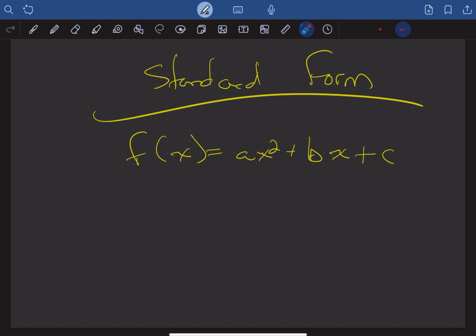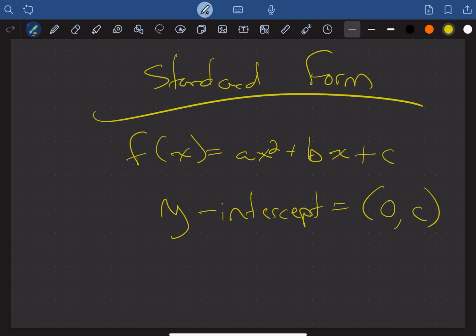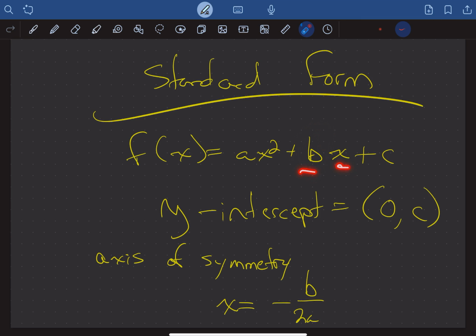The y-intercept, as we've discussed before, is going to be equal to, in this case, (0, c), right? It could be (0, b), as in the y = mx + b slope-intercept form, but in our quadratic standard form, it is (0, c). The axis of symmetry is going to be x = -b/2a. So we take the coefficient of x, b, and we divide it by 2 times a, the coefficient of x². Okay? And then we take the opposite sign of that. And that is going to be the axis of symmetry.